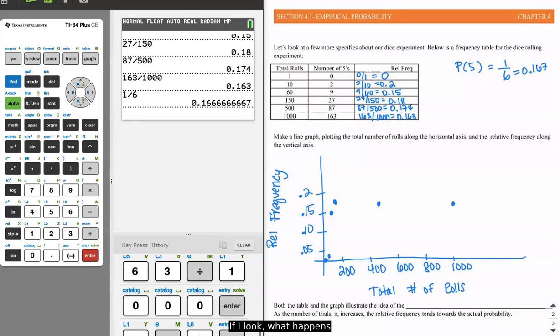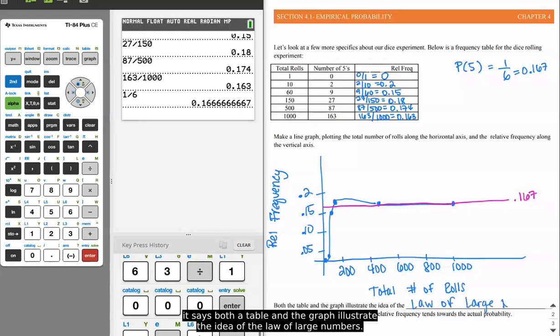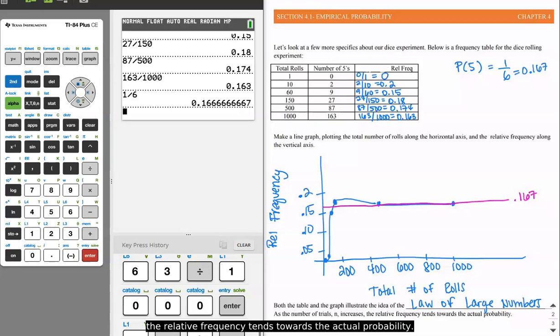All right, so if I look, what happens is it's getting closer and closer to this theoretical probability. And 0.167 would be roughly up here. I know my drawing is approximate, it's not exact. But you'll notice that as we do more experiments, it's going to get closer and closer to this 0.167. It might bounce a little bit above, a little bit below, but it'll start getting closer and closer to that value. And what we call this, it says both the table and the graph illustrate the idea of the law of large numbers, which says as the number of trials n increases, the relative frequency tends towards the actual probability.